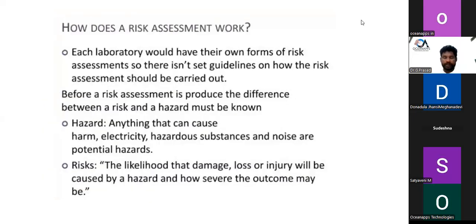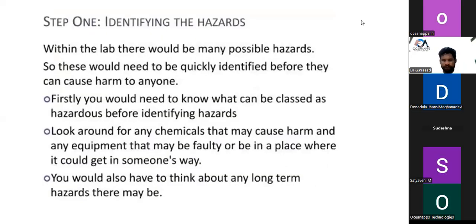And while you are doing the risk assessment, we have steps 1, 2, 3, 4 like that. Let's see. Step 1, identifying the hazard. Within the lab, there would be many possible hazards.